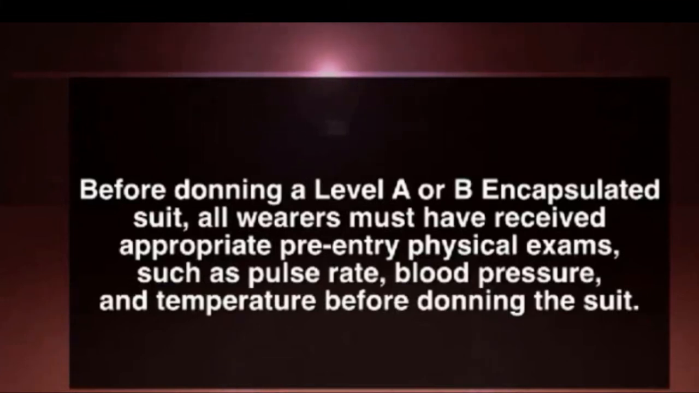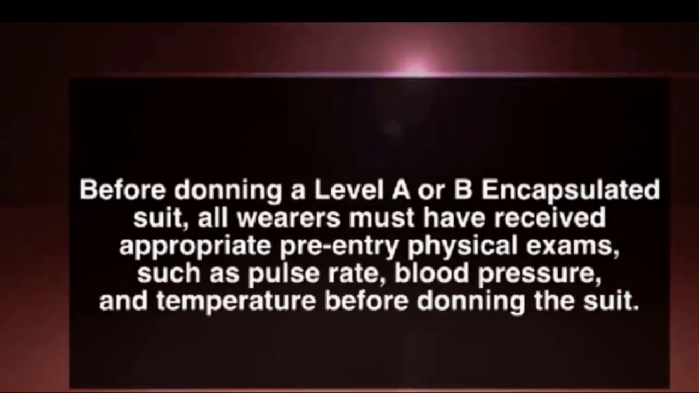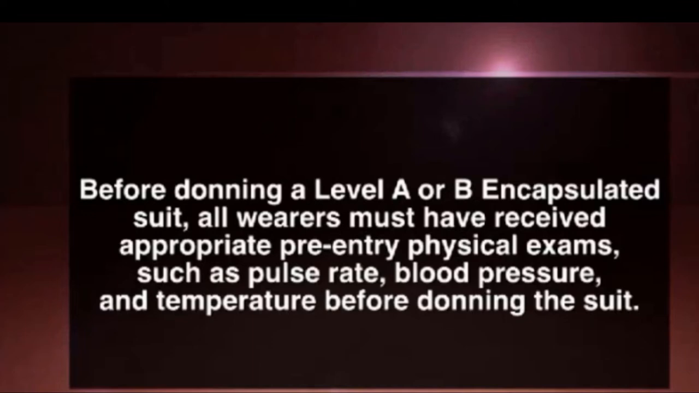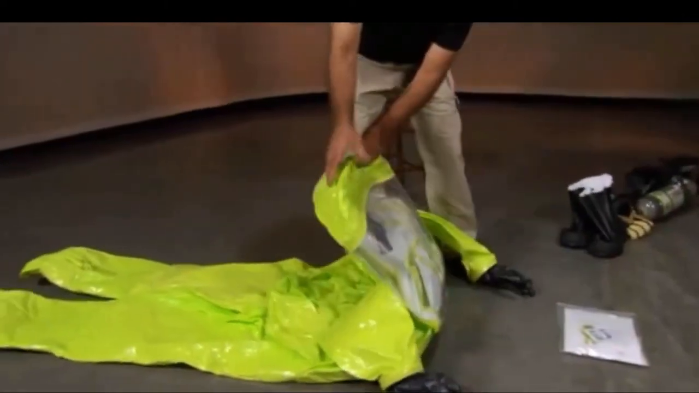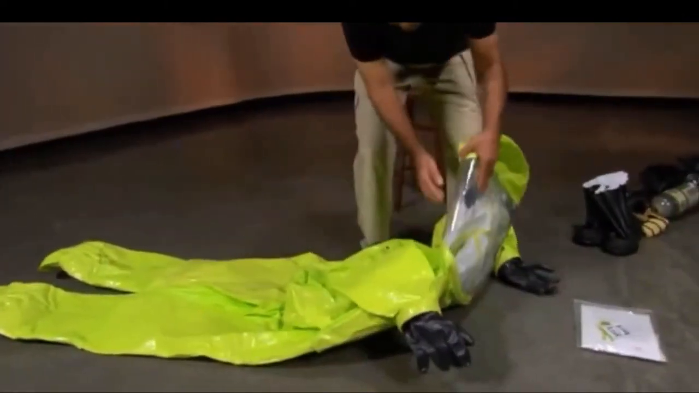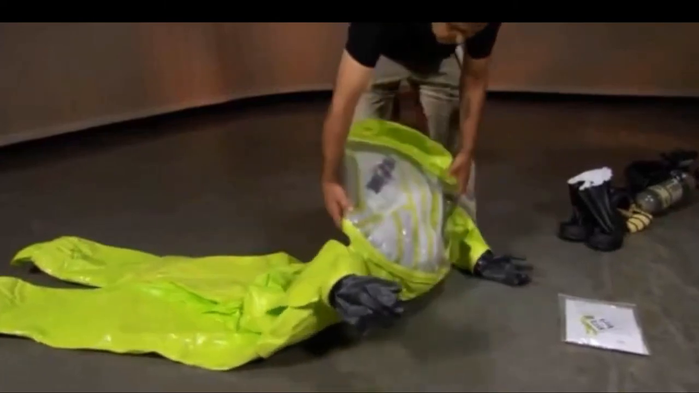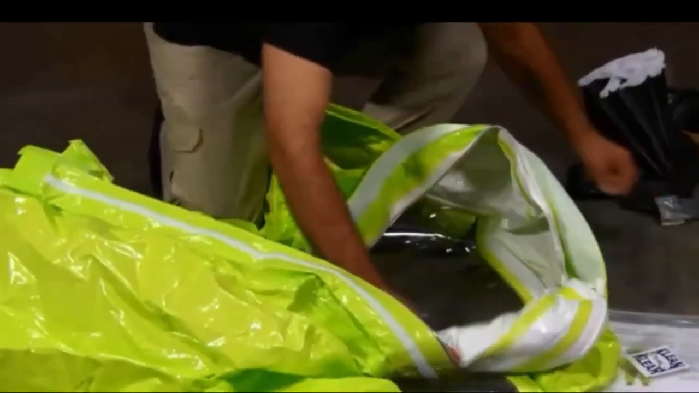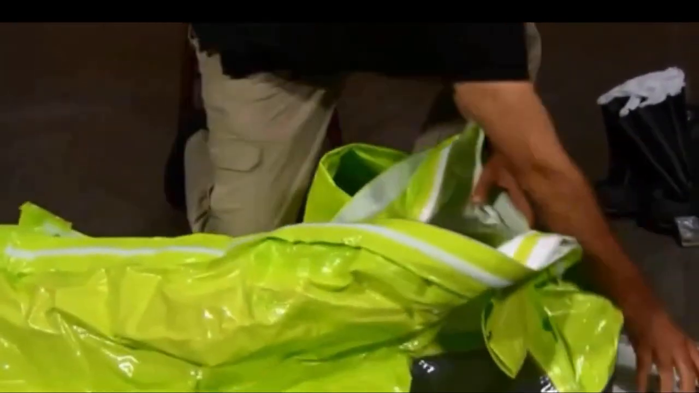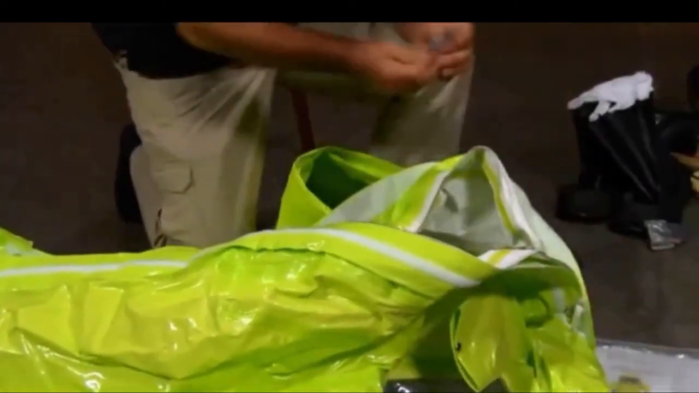Before donning a level A or B encapsulated suit, all wearers must have received appropriate pre-entry physical exams, such as pulse rate, blood pressure, and temperature, before donning the suit. Be sure to inspect the suit for any damage, such as scrapes, tears, discoloration, or other inconsistencies. If the suit is new, remove the duct tape from inside the suit. Apply anti-fogging wipe to visor.